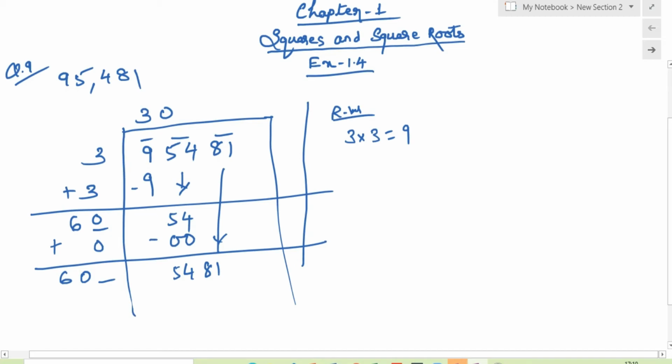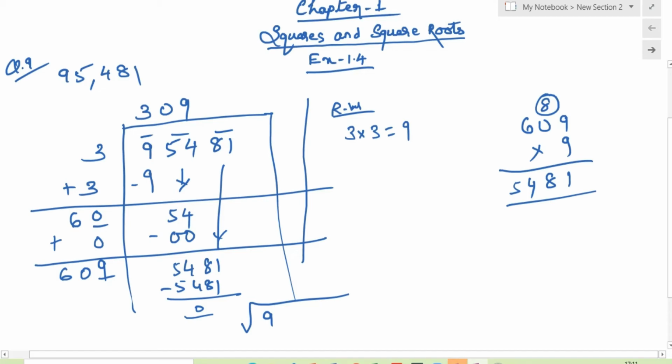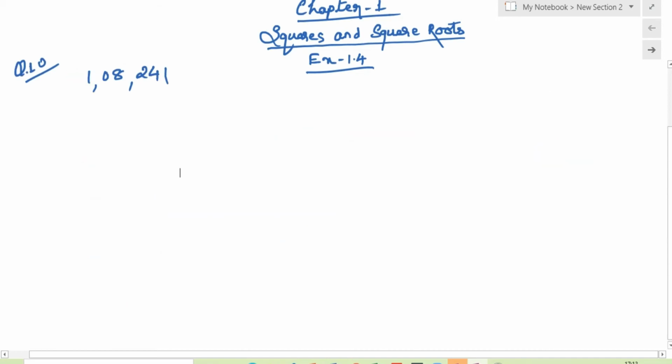Now again the last digit we are having is 1, and you know that 9 9s are 81, so we can go ahead with that. 9 9s are 81, 9 zeros are 0, 8 we are having the carry. Now 6 9s are 54, so exactly we are getting 609 into 9 is 5481, remainder is 0, so therefore the square root of 95,481 is 309.